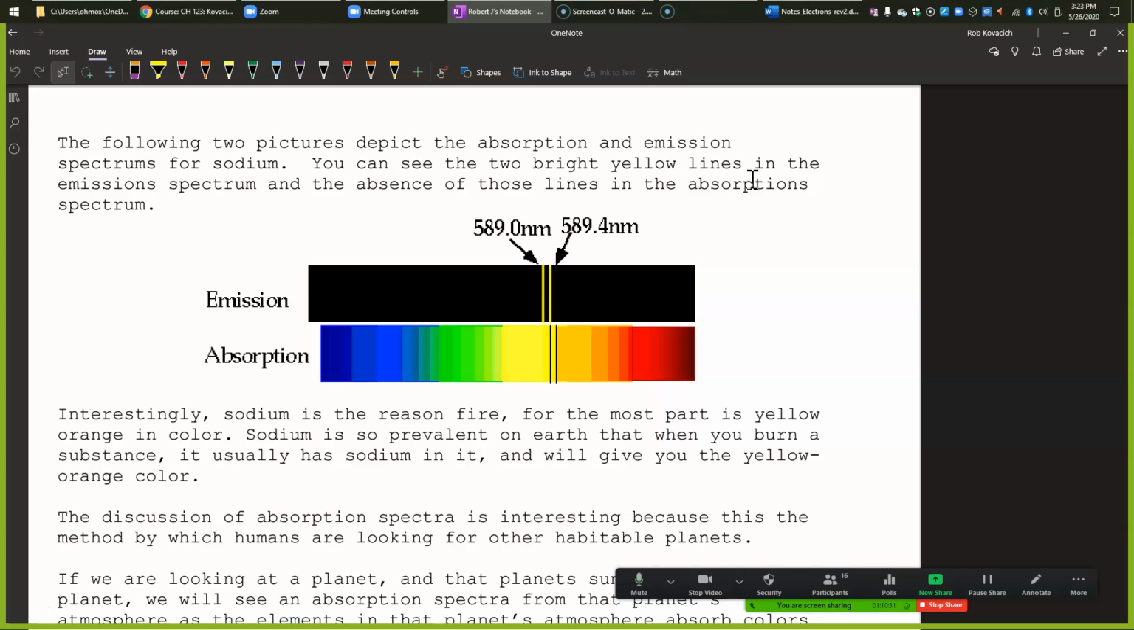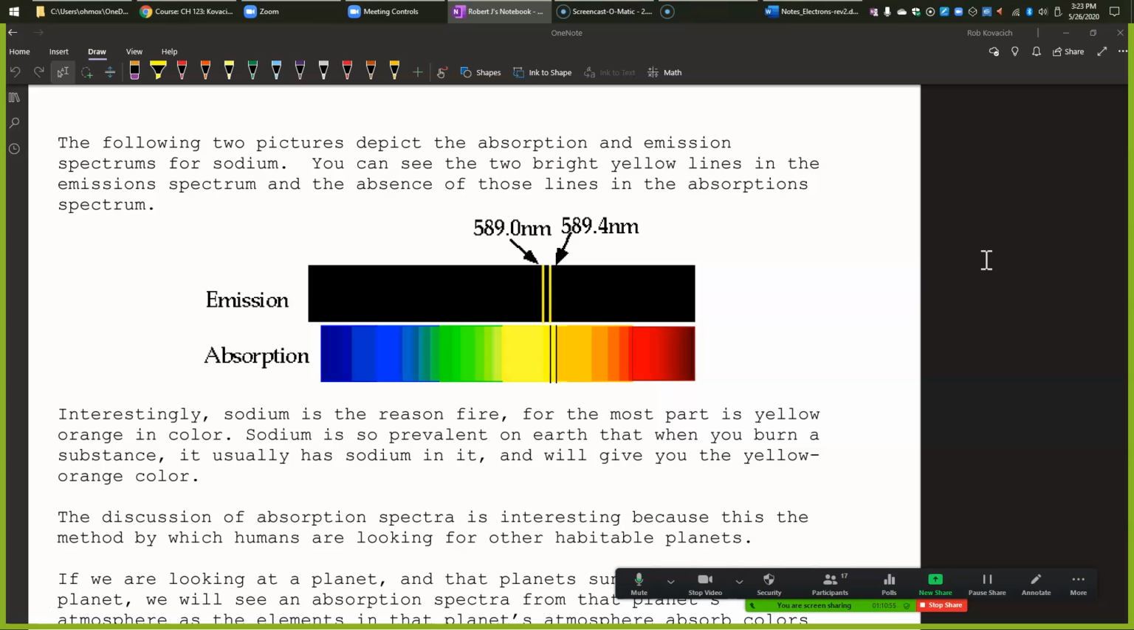Okay, so we're going to talk about this because it's kind of interesting. It might be important to us in I don't know how many years, but it doesn't really matter. First off, this is the emission spectrum for sodium. The one that's black with the 2 yellow lines, that's it. That's the entire emission spectrum. It only gives those 2 lines of yellow, nothing else.